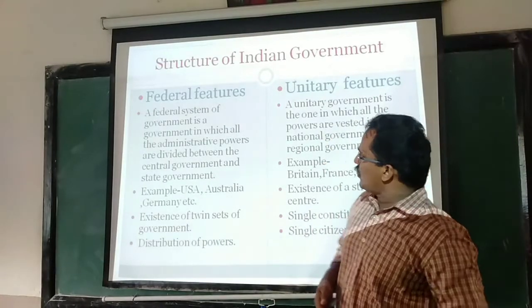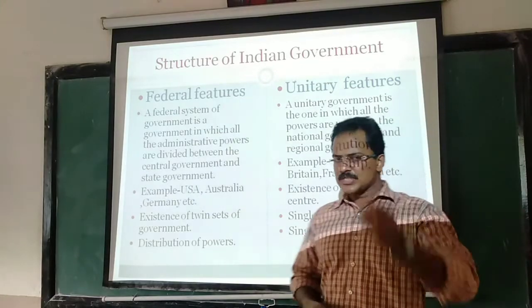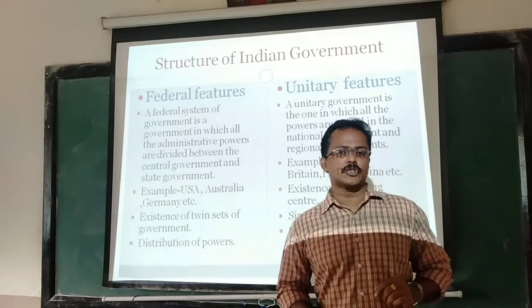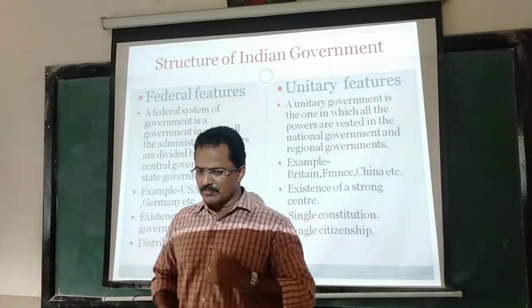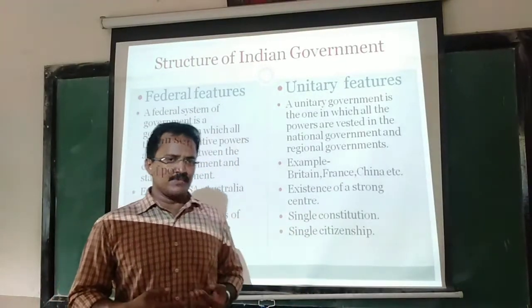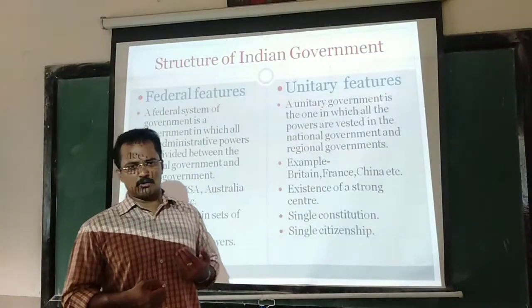Then the features of unitary form of government. The first feature of a unitary form of government, existence of a strong central government. If we are comparing the powers of the central government and state government, we can say that the central government is more powerful than state governments.